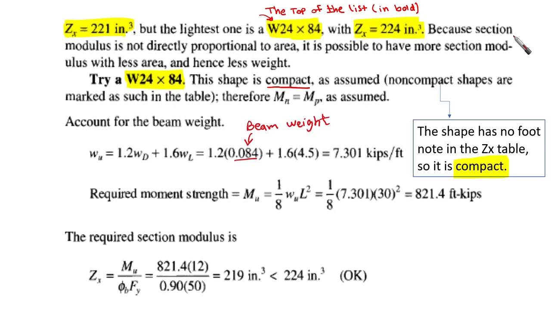Okay, so now we are sure that it is compact because non-compact shapes are marked as such in the table. Therefore, Mn equals Mp, as we have assumed. Account for the beam weight now.